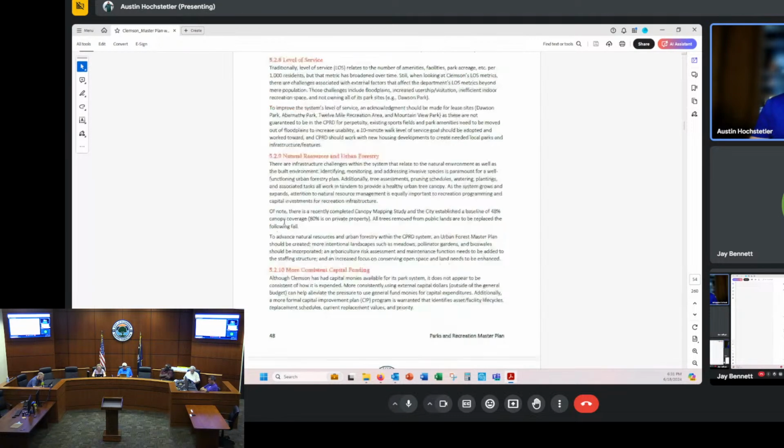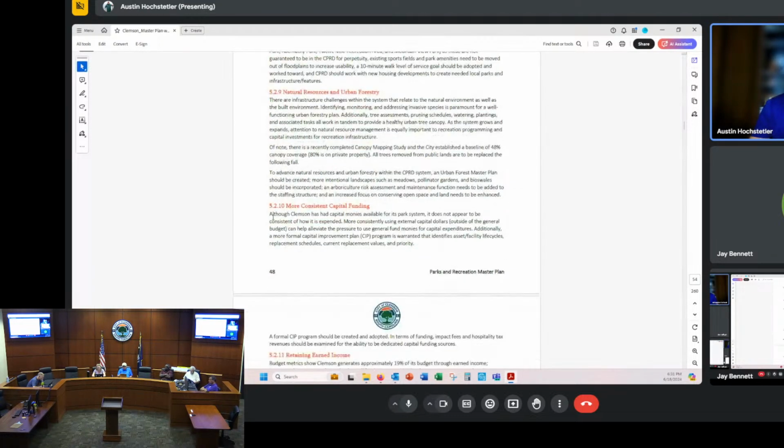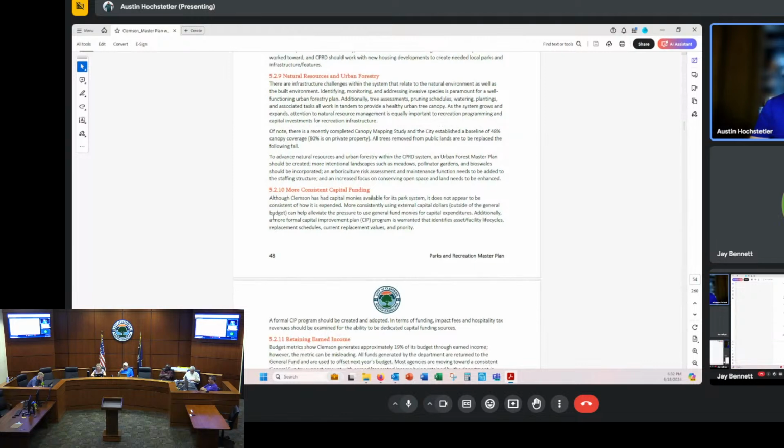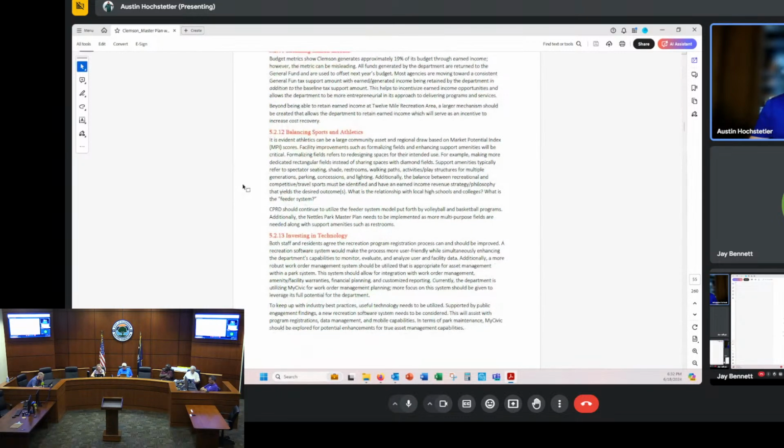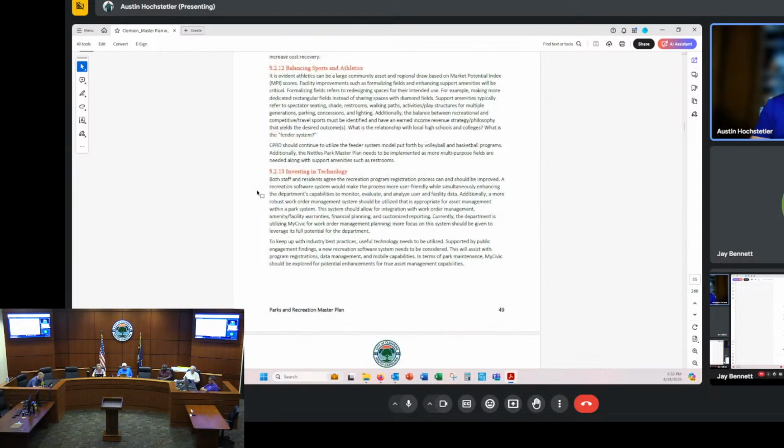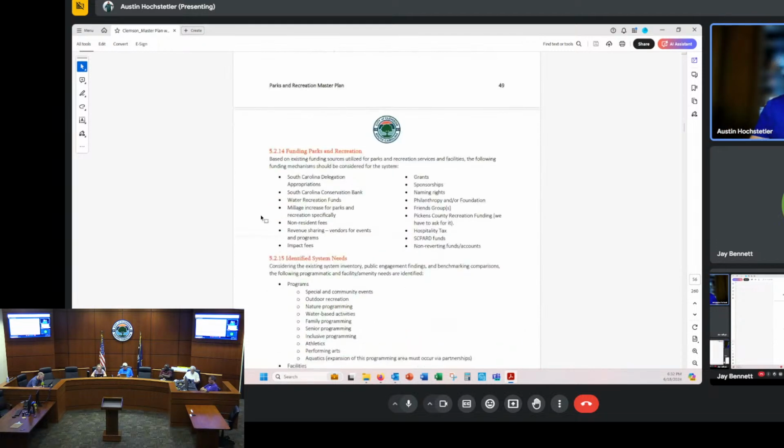Natural resources and urban forestry investments, more consistent capital funding, and again, that's why we're talking about a CIP program here. The ability to retain earned income to help yourselves as a department. Balancing sports and athletics and recreation versus kind of more of the competitive nature of sports. Investing in technology, both on the recreation side and the operations and maintenance side, work order management systems, software, and then recreation registration software.